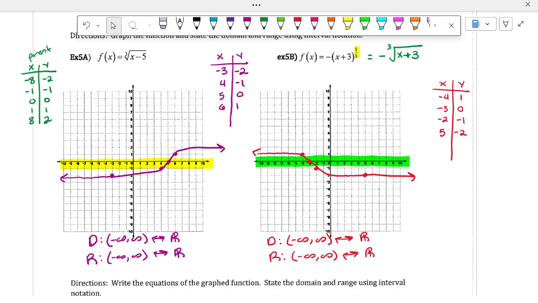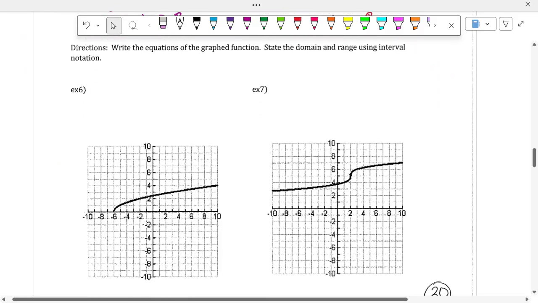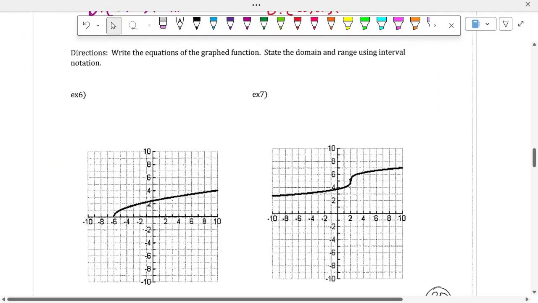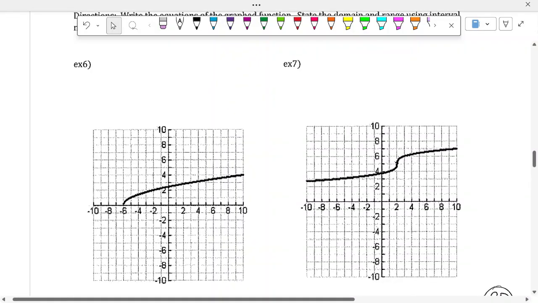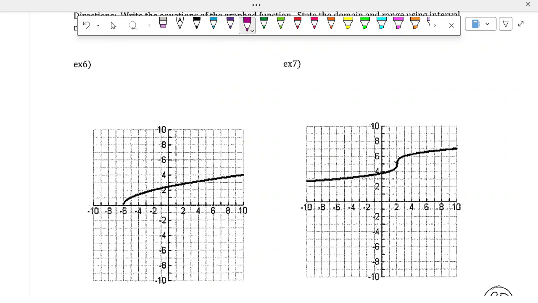All right. Now, stepping away from graphing and going to actually writing the equations. So, when it comes to writing the equations, first you got to identify whether it's a square root or a cube root. Is this first one a square root or a cube root? It's a square root. So it's going to be y equals something, square root.